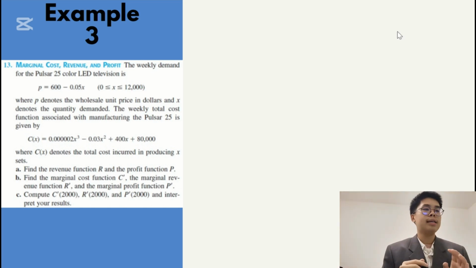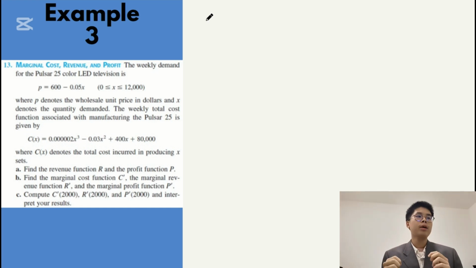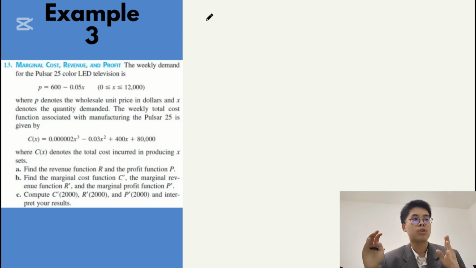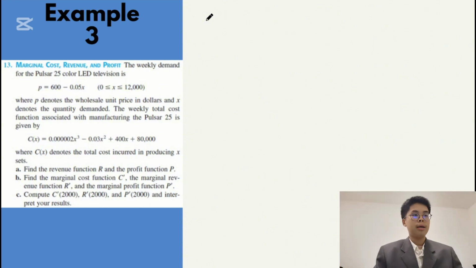Now I'll explain example 3, which covers the marginal cost, revenue, and profit. The question gives the unit price function, which is 600 minus 0.05x, with x within 0 to 12,000. It also gives us the cost function, which is 0.00002x to the power of 3 minus 0.03x squared plus 400x plus 80,000. Part A, find the revenue function and the profit function.